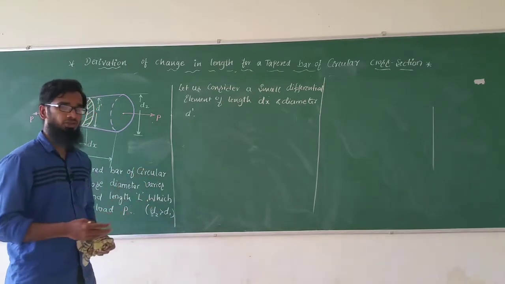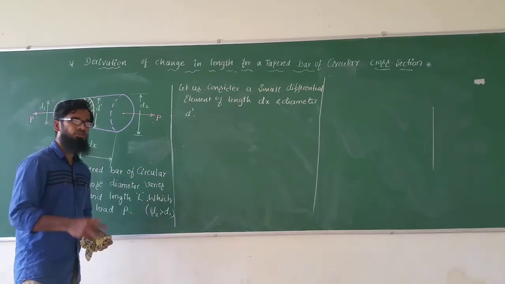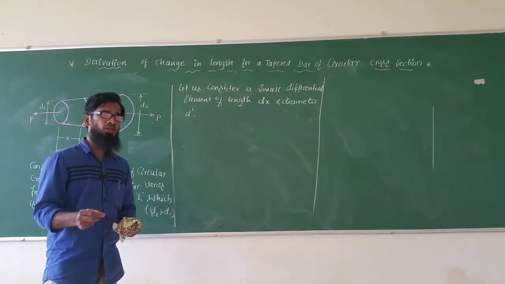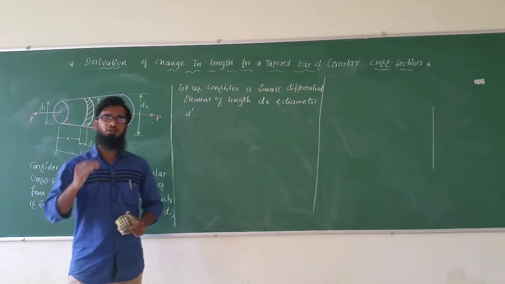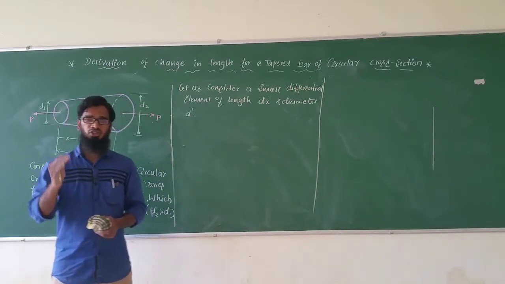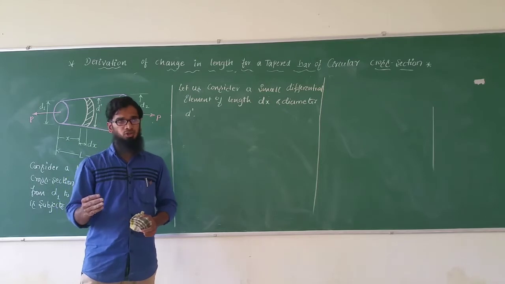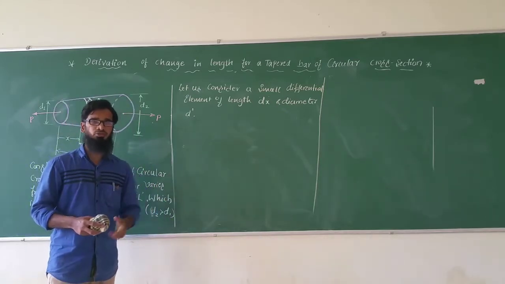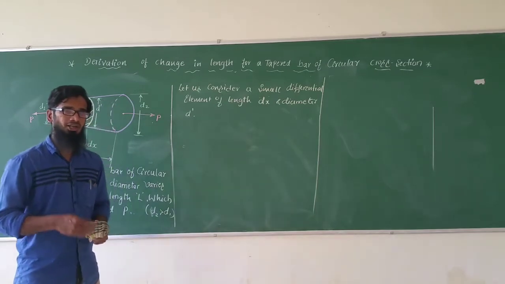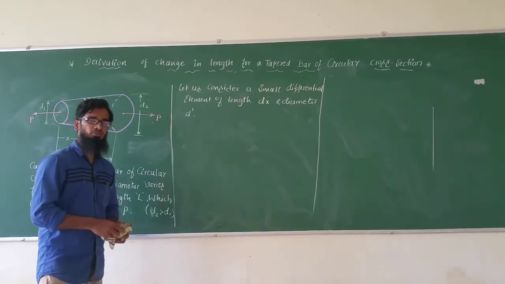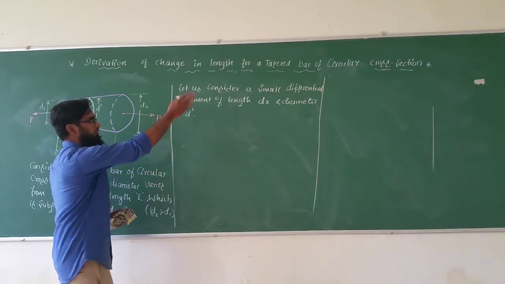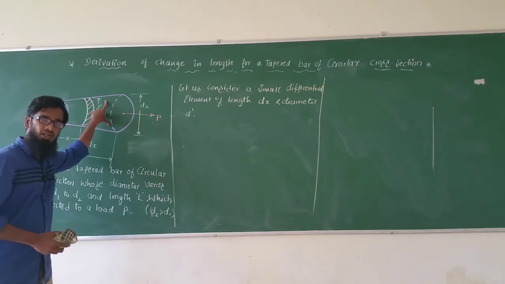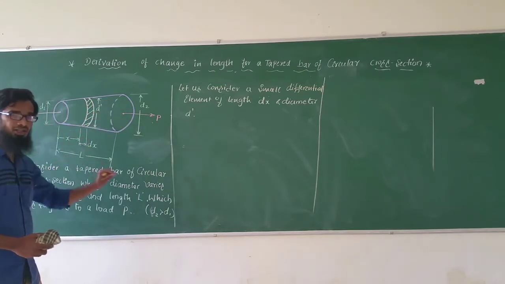Now before deriving, I need to consider a small differential element. In this case I have considered this as a small differential element. For that element I will find the change in length of the member. After that, if I integrate from 0 to L, the given length, I can get the total change in length in the member. Consider the differential element whose diameter is d dash, having a length dx.